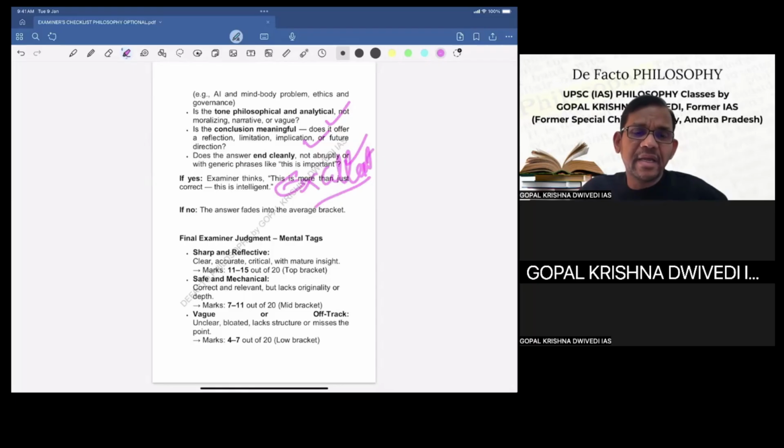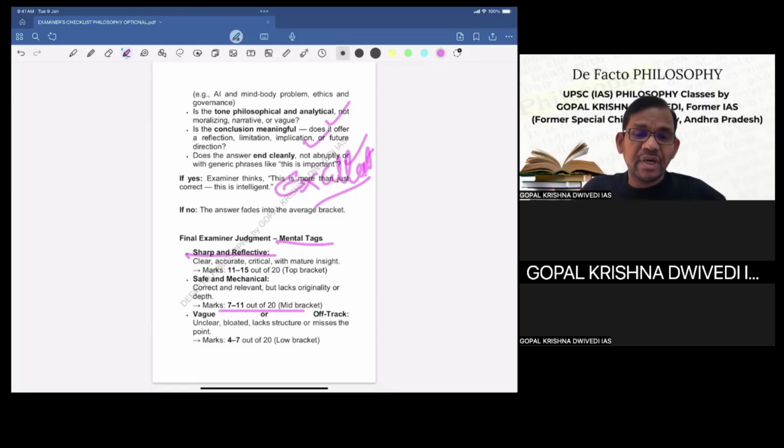So finally, I have put here 3 categories, but there may be even one more category. The mental tag the examiner will put: first is sharp and reflective, which will give you 11 to 15 marks in a 20 marks question. Then safe and mechanical, 7 to 11 marks in a 20 marks question. Vague and off the track, 4 to 7 marks in a question.